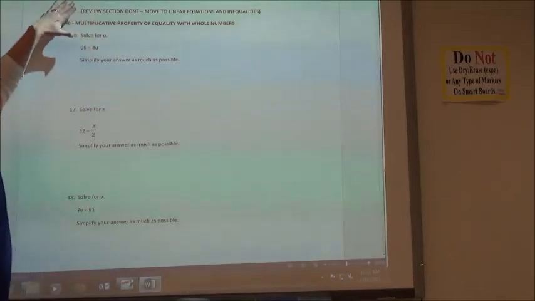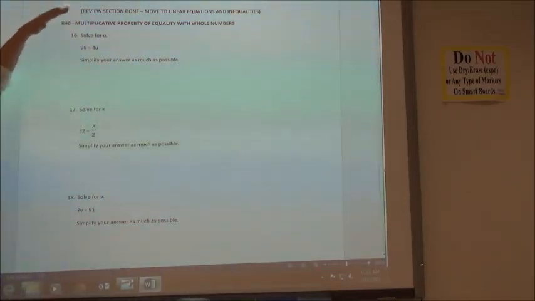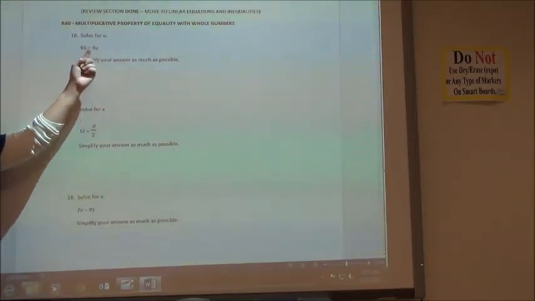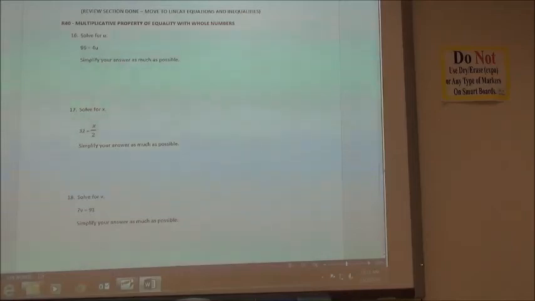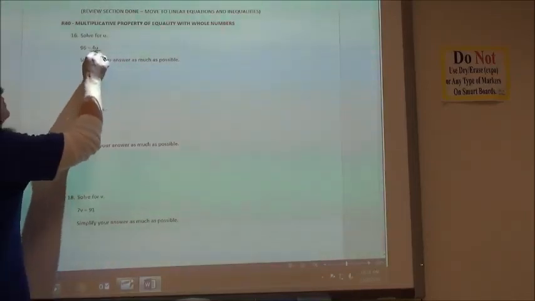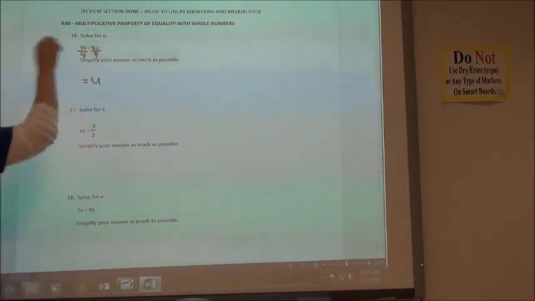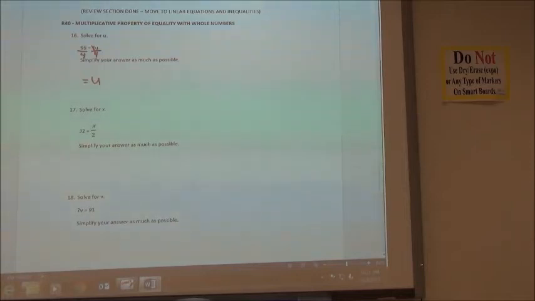That should be the end of the stuff that you have in your review section, but still in the review are a few other kinds of problems, but you'll be in the next little slice of your pie chart. Number 16 is just using the multiplicative property of equality with whole numbers that says if I have a coefficient in front of my variable, 4 times u, that I divide to get rid of my coefficient. So technically I'm dividing both sides by 4, so the 4's cancel out on that side. U is then going to equal 96 divided by 4, 24. So 24 is going to be my answer.